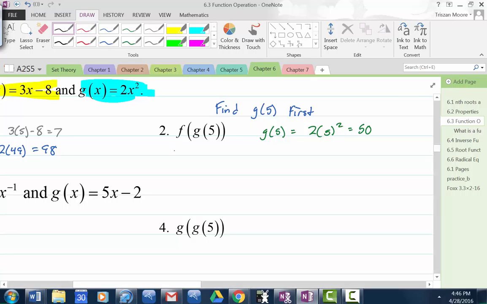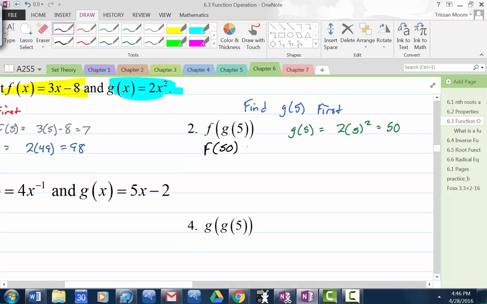So f of g of 5 is nothing but f of 50, which is equal to 3 times 50 minus 8. 150 minus 8, 142.